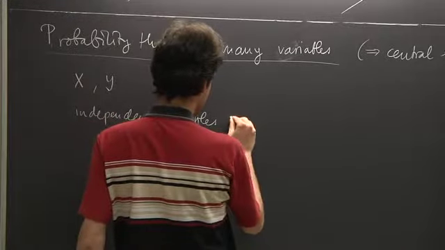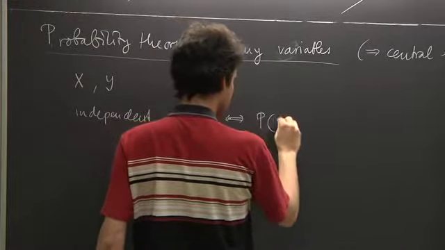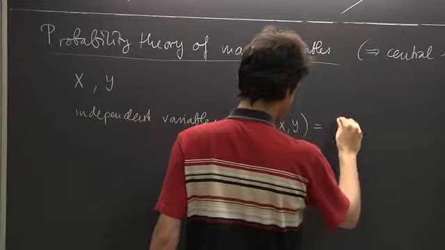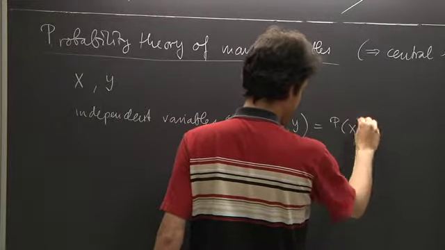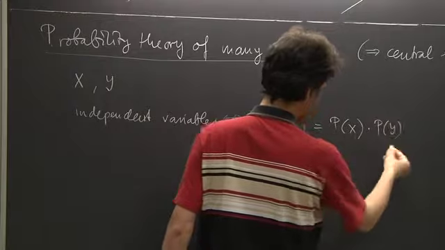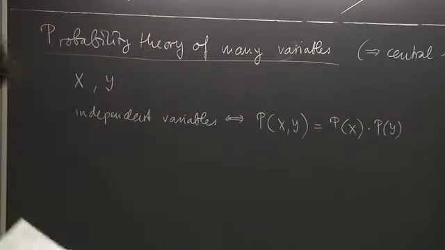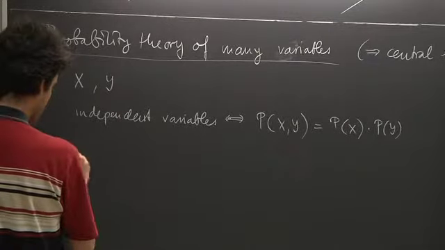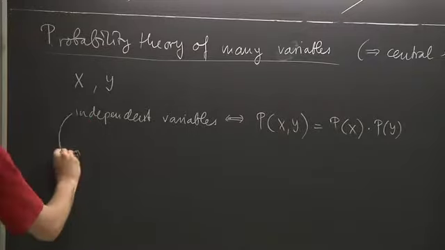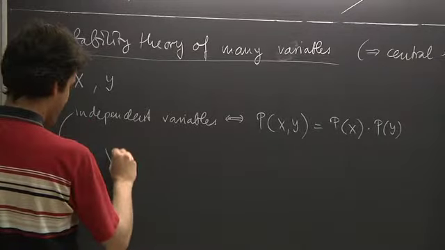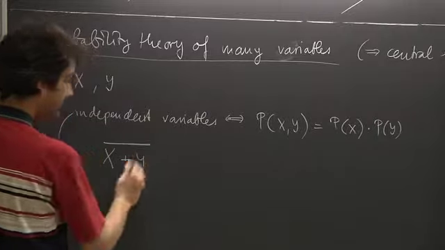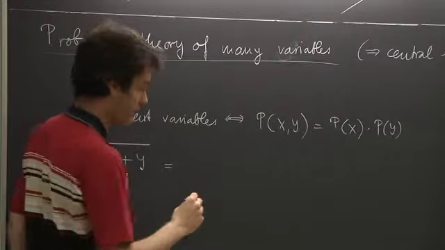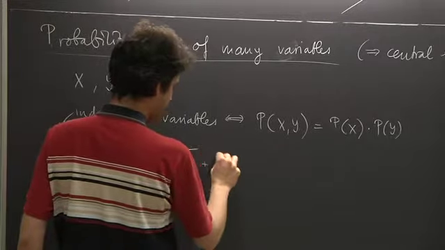So formally, this is equivalent to saying that the probability for x and y to take certain values is the same as the probability that x takes this value times the probability that y takes another value, and there is no interrelation between the two. And so a consequence of such independence is that the average of the sum of these variables is equal to what? Is the sum. So I guess you have derived that, right?